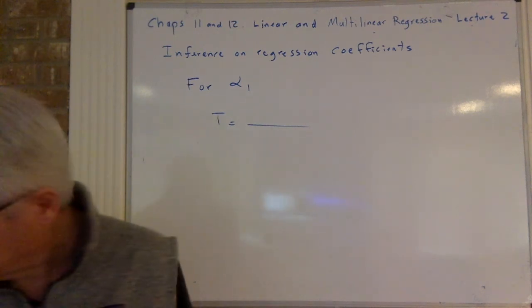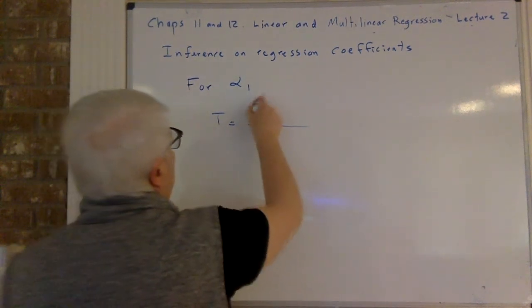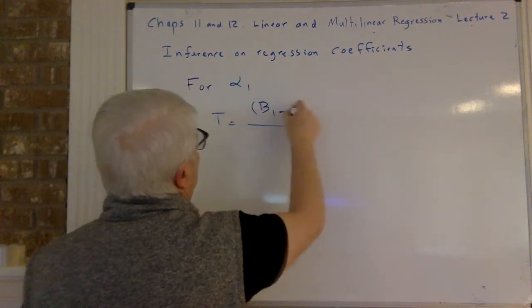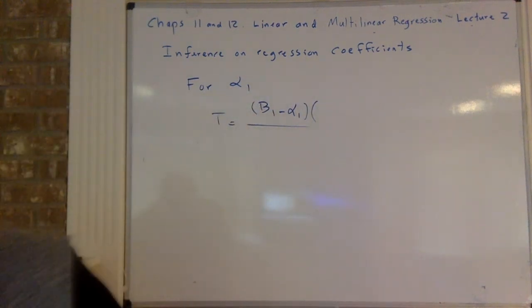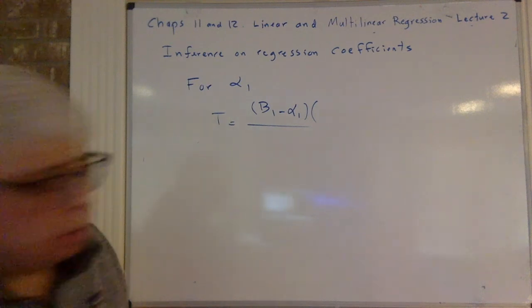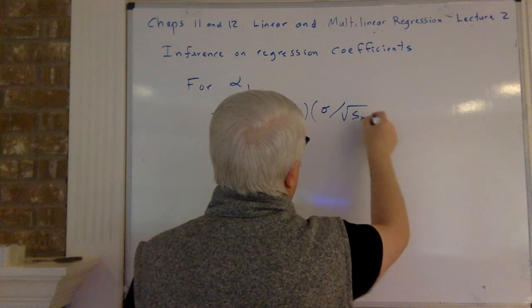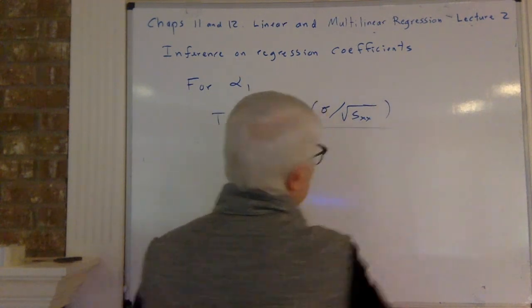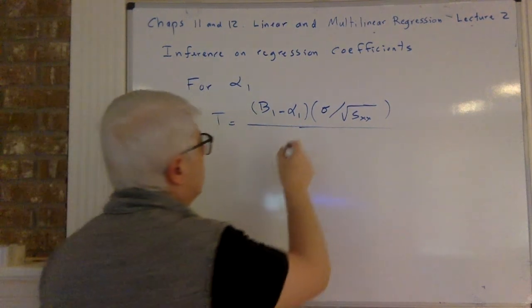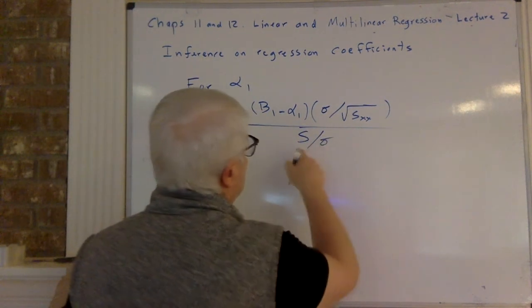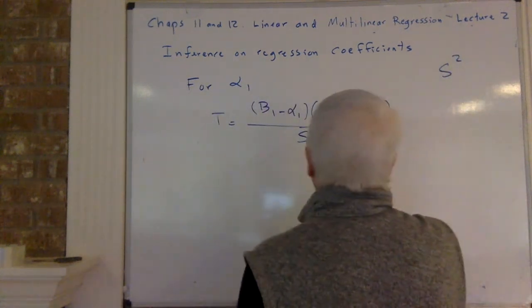What is this thing doing? There, so (b1 minus alpha 1) times square root of Sxx, over sigma, divided by s over sigma. Now this s is in fact the s I found.